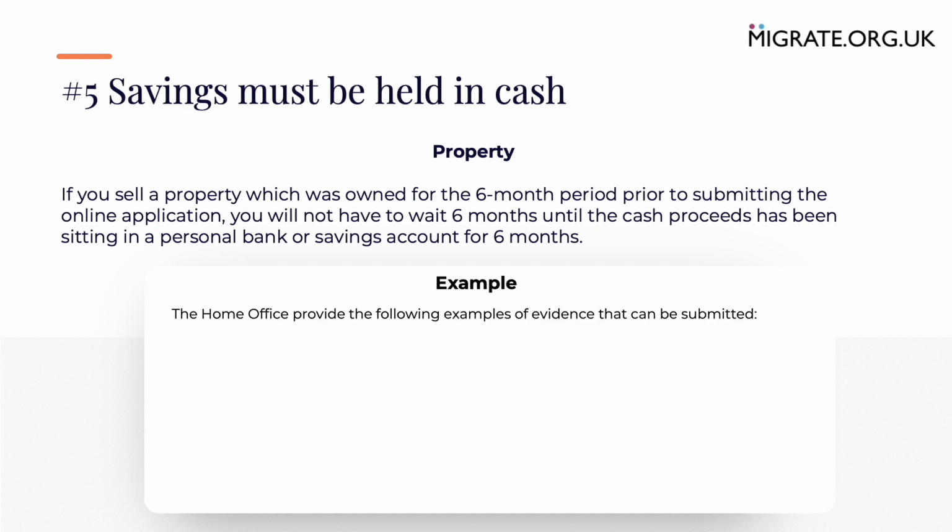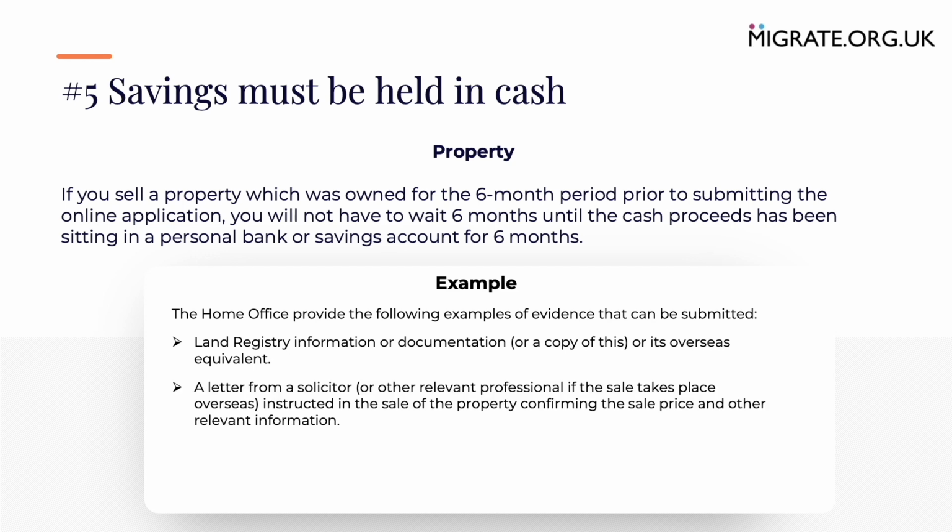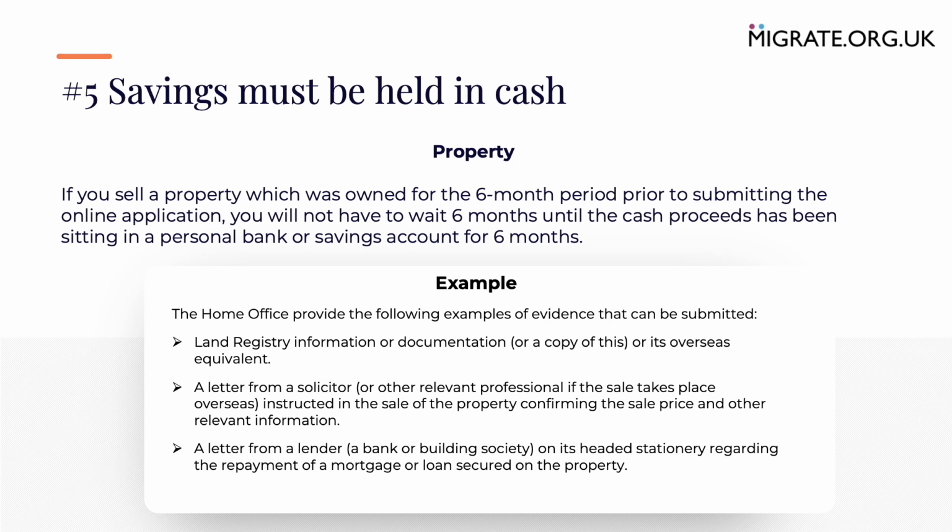There are no additional mandatory documents here, but rather, the Home Office provide the following examples of evidence that can be submitted. Land registry information or documentation from its overseas equivalent if the property in question is located outside the UK, a letter from a solicitor or other relevant professional if the sale takes place overseas, instructed in the sale of the property confirming the sale price and other relevant information, a letter from a lender on its headed stationery regarding the repayment of a mortgage or loan secured on the property, and confirmation of payment of taxes or professional fees associated with the sale.